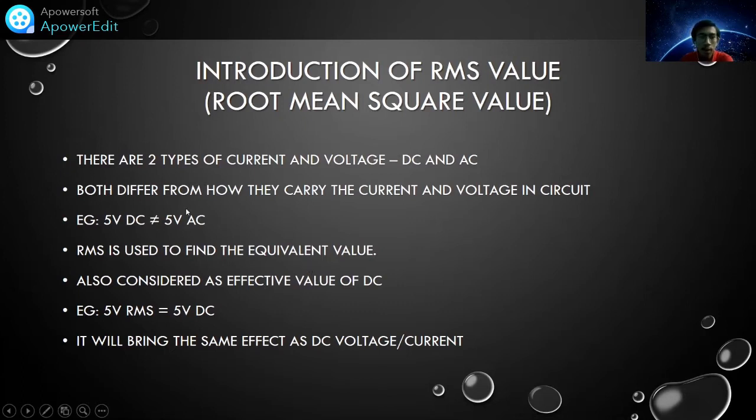Before this, we saw that 5 volt AC is not equal to 5 volt DC. So to find the equivalent, we will use the RMS value, which will give the same effect as 5 volt DC. So if we have a 5 volt RMS value of AC voltage, it is equal to 5 volt of DC voltage, and this will bring the same effect as DC voltage or current. And for how we find the formula, I will pass it to my group members.